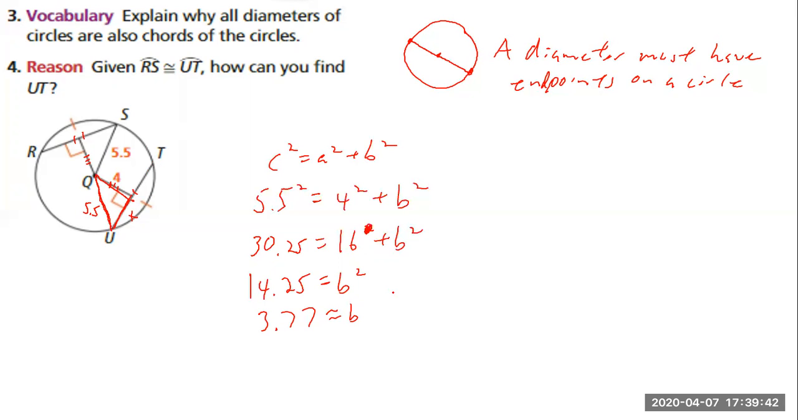Now, why is that important? Well, that gave us half of UT. We need the whole thing, so we need to double that. So take that number, times it by 2. So times 2 is going to give us a total of 7. I went off the screen. Oh, no, I made random marks up there. 7.54. Oh, and if we round it up, really it should be 7.55. So 7.55 would be our answer.